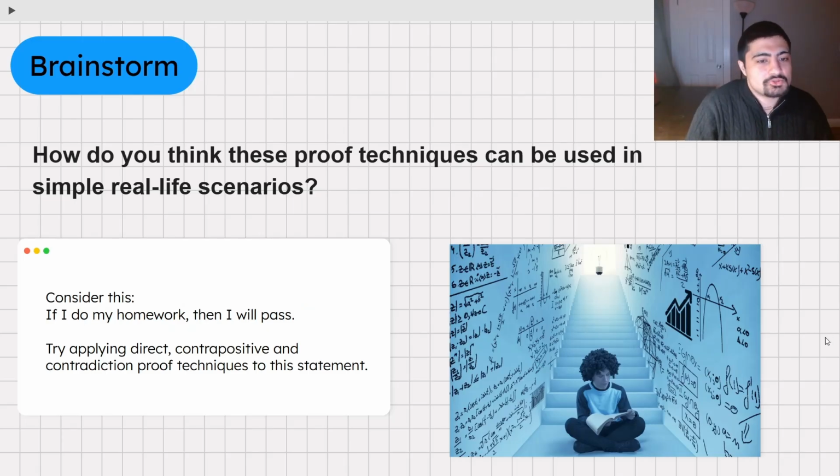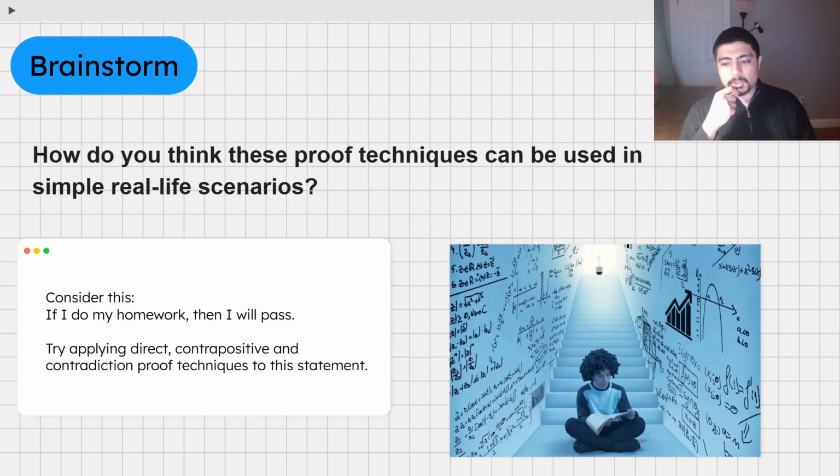Consider this: if I do my homework, then I will pass. This is a statement. This is a premise. And how do you think I can use these proof techniques? Well, direct proof. Let's think about direct proof. Assuming the initial antecedent is true, what will happen if I do my homework? Can I will not be passing be true?